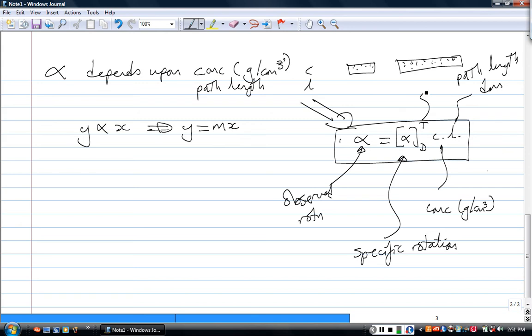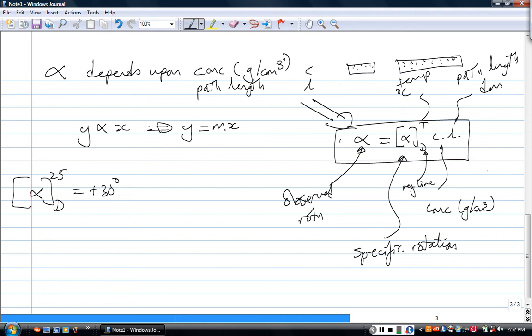So T here refers to the temperature in degrees Celsius, and D just indicates that it's the D line of sodium. So it's my reference line of sodium. So for example, I can say that a sample has an alpha 25D of plus 30 degrees. And what does that mean? It means that the specific rotation at 25 degrees Celsius is plus 30 degrees, okay?